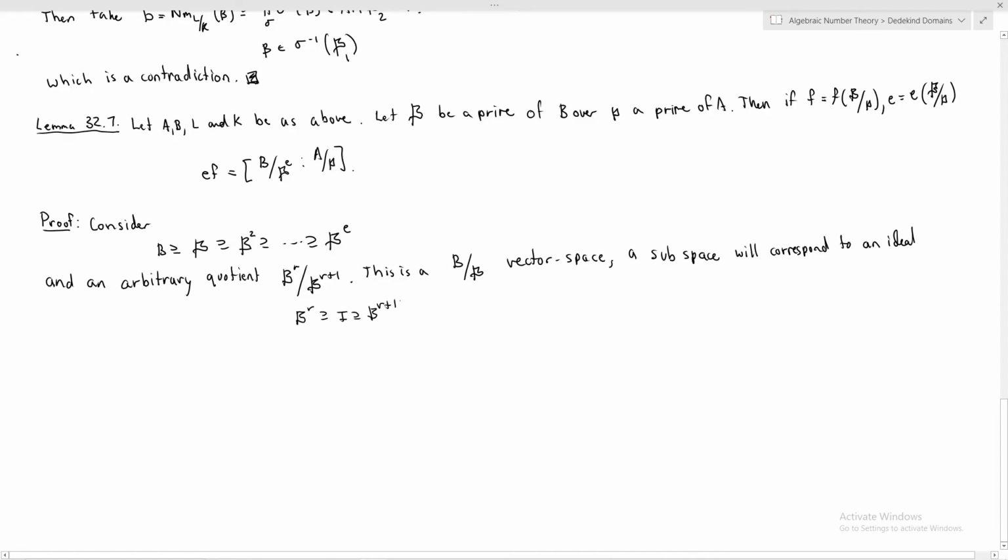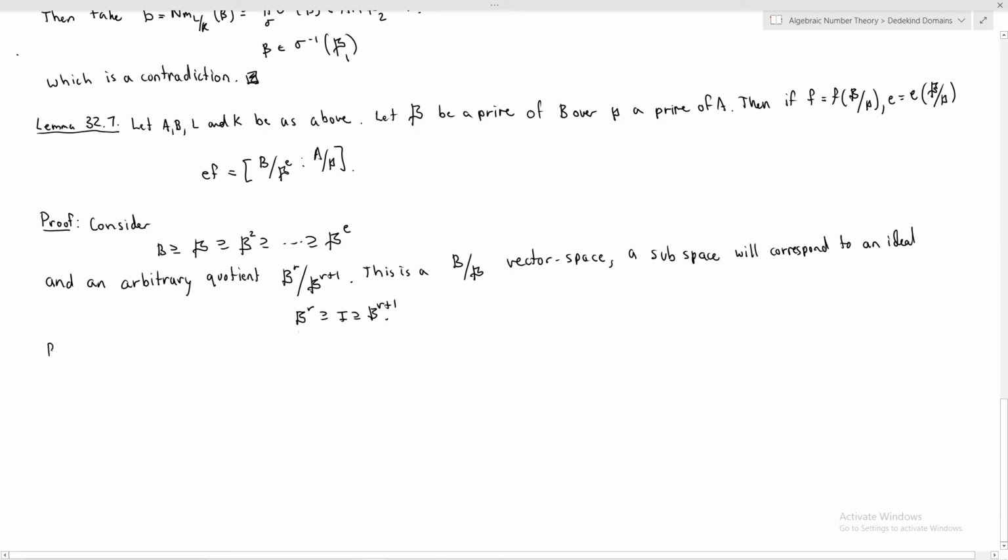Okay, so you can think about this from the perspective of the correspondence theorem. Basically, considering this as a B mod P vector space is more or less the same thing as considering this as a B module, if you like. And B modules here correspond to B modules in between these two guys by the correspondence theorem, and B modules are the same thing as ideals. However, there's only basically 2 ideals between these two guys. There's the top one and the bottom one.